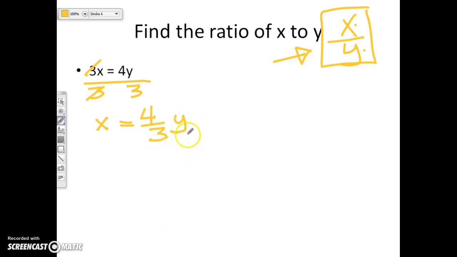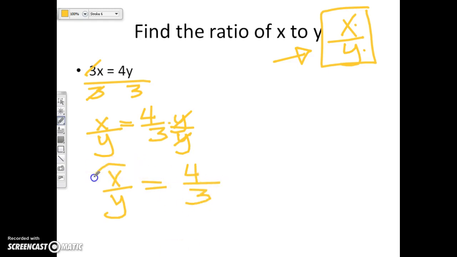We want to eliminate Y on the right side and get it over to the other side. How do we do that? Right now it is being multiplied, so we will want to divide by Y. Y divided by Y gives us 1, and it gives us X divided by Y on one side, 4 divided by 3 on the other side. Does this look like our goal? Yes, it does. We have found the ratio of X to Y.